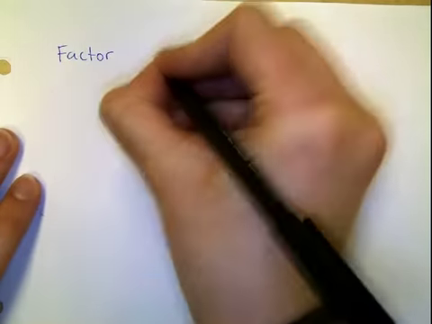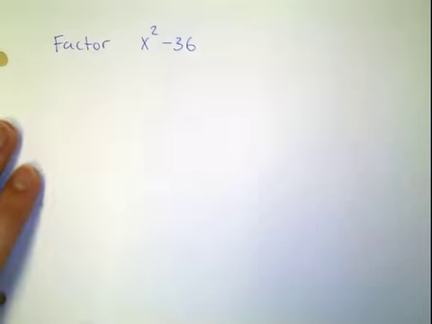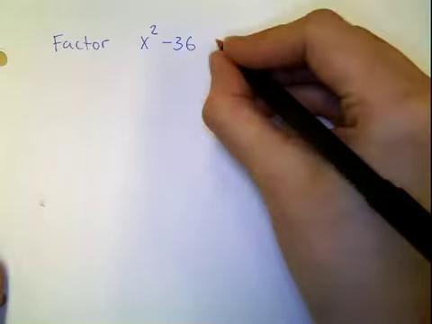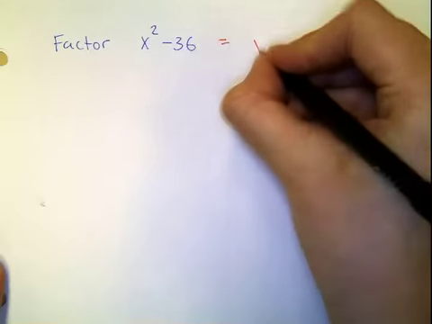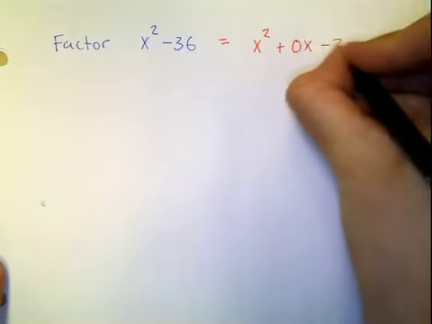Let's say factor this. We're going to try this one. Factor x squared minus 36. So first things first, it's a special case. It's missing an x in the middle. There's no x. So if I rewrote this, it's x squared plus 0x minus 36.